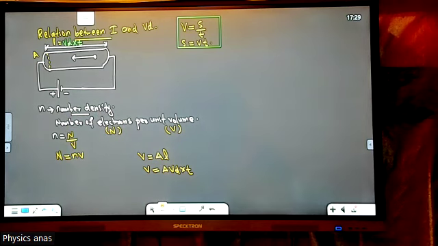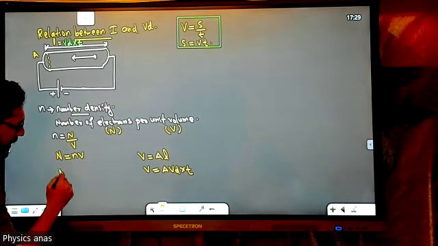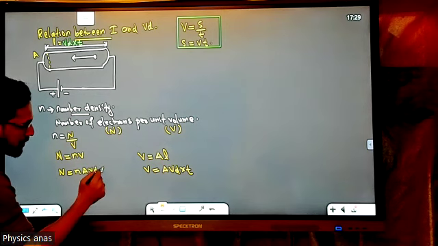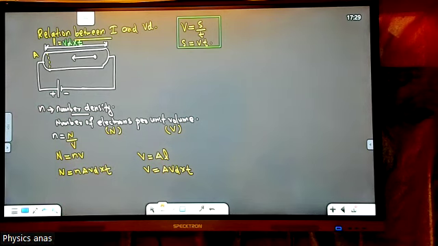Is that okay? So you can substitute that here. N is equal to what? n into A into v_d into t. This is the number of electrons. You have N number of electrons with you.